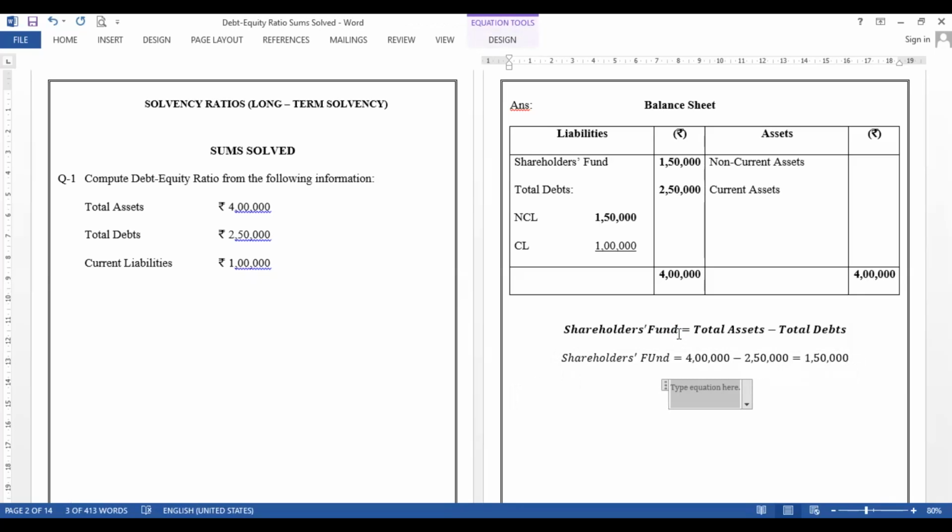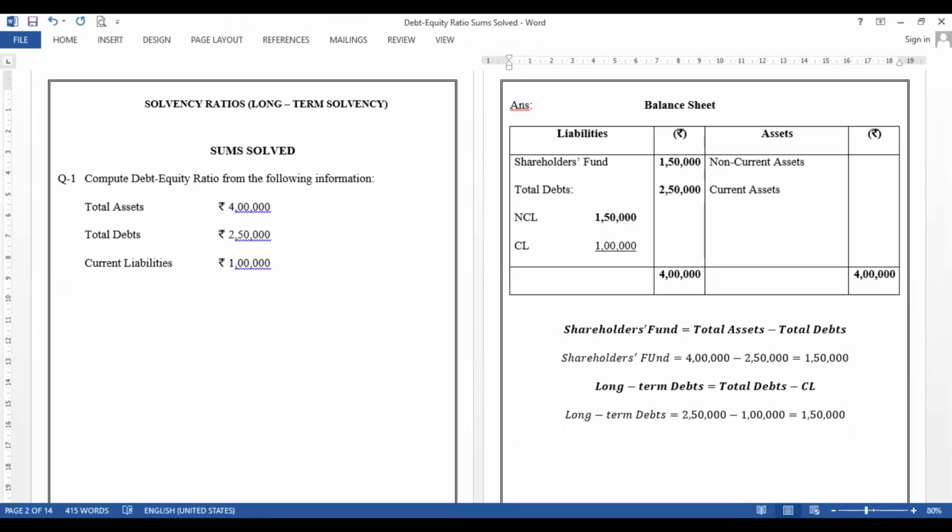Now we are also given total debts, and from total debts we have calculated non-current liabilities. Let us write the formula for that. Long-term debts is equal to total debts minus current liabilities. Let us place the values. Long-term debts will be equal to total debts, rupees 2,50,000, minus current liability, 1 lakh. So the difference over here is again 1,50,000.